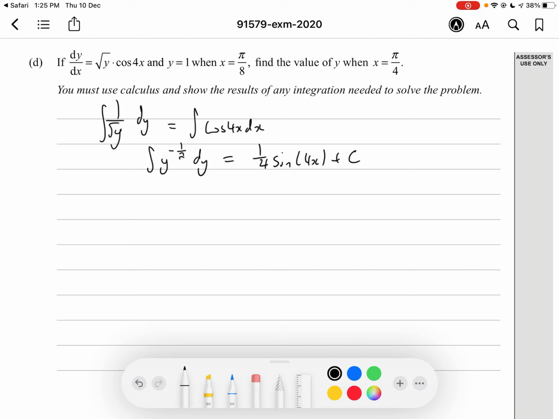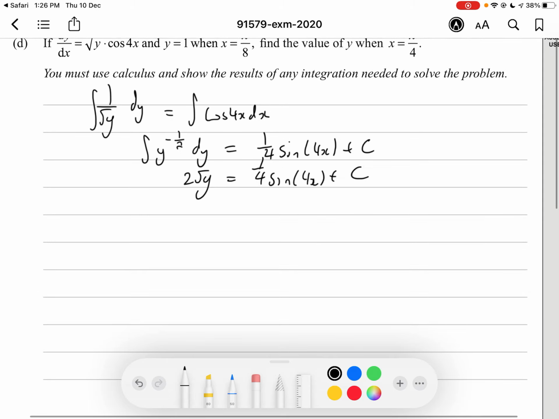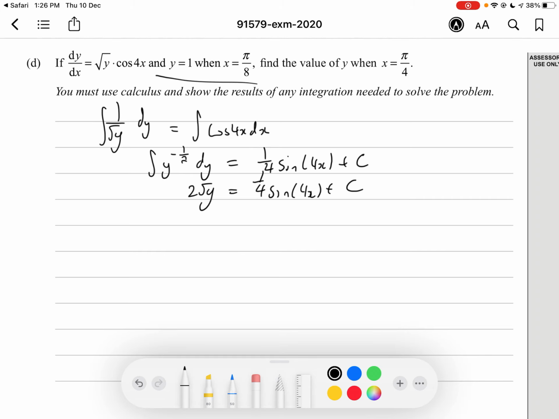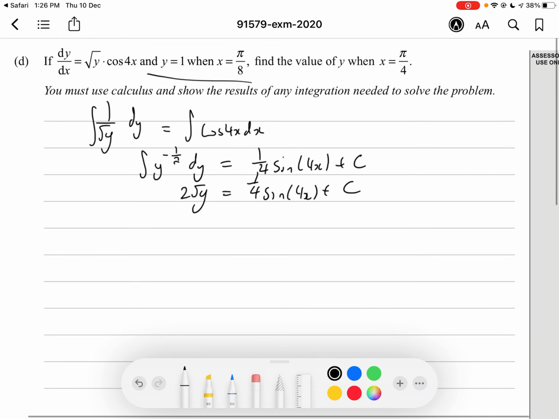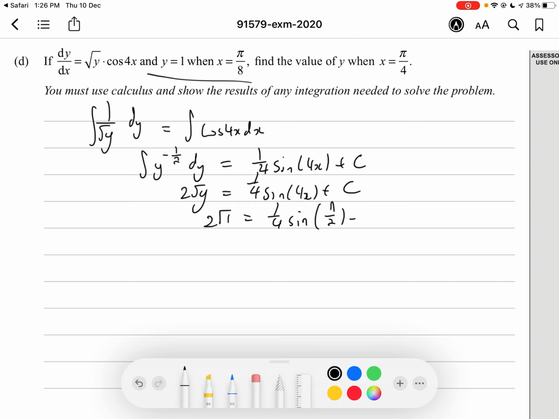And in terms of the left-hand side, we can just use the power rule. So we add 1 to the power, and we divide by the new power. Negative 1/2 plus 1 is positive 1/2. 1 divided by positive 1/2 is 2. So this will give us 2 square root of y equals 1/4 sine of 4x plus c. We can find c by plugging in this initial value, y equals 1 when x equals pi over 8. So 2 root 1 equals 1 over 4 sine of 4x, which is pi over 2, plus c.